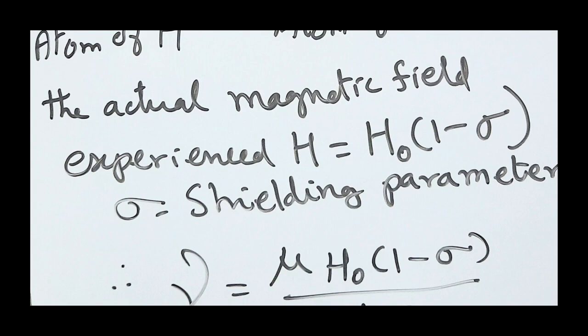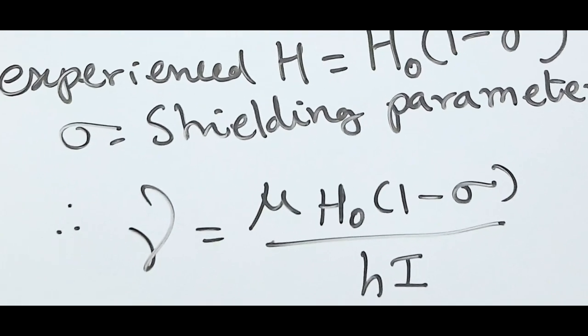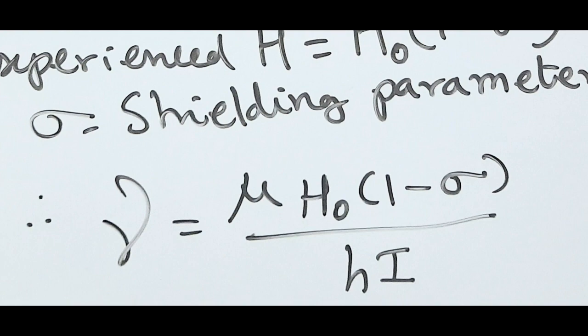So H is the actual magnetic field that is experienced by the nuclei. H0 is the applied magnetic field. So we have to modify the expression.